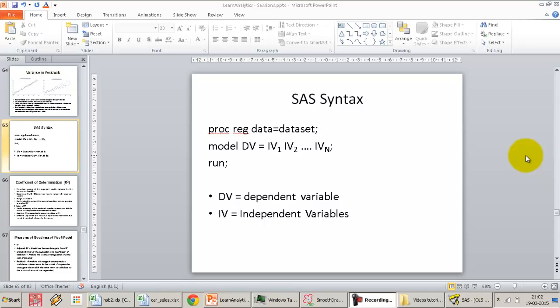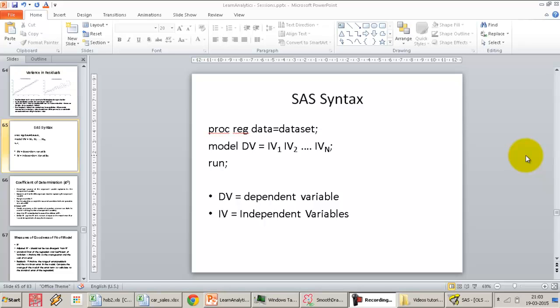Welcome back. We're going to continue with the OLS regression in our video series. In this particular video, I'm going to take you through building a simple OLS regression model using SAS. We will have only one independent variable. So this is OLS regression with only one independent variable. And then we're going to study what the SAS output looks like.